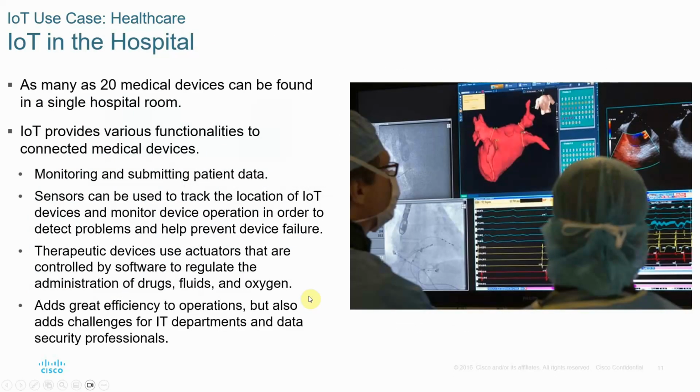So in hospital, there are at least 20 devices that can be found in a single hospital room, right? At least, okay. So there are many medical devices nowadays in the hospital room. They provide all kinds of IoT connectivity, such as patient data, tracking the location of the patient, right? There are some therapeutic devices that help in terms of regulation of drugs, fluid, and oxygen, and so forth. Especially COVID, oxygen is one of the key ones, okay.